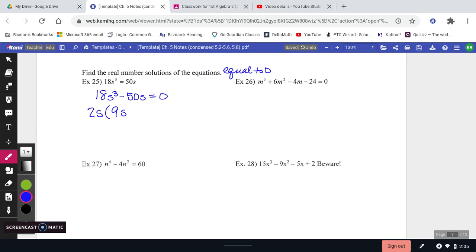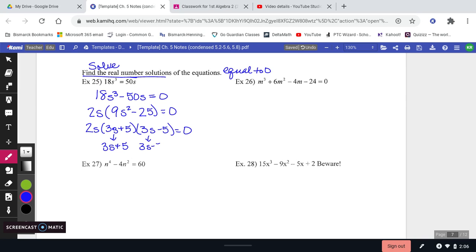All right, so 9s squared minus 25 equals 0. Well, 9s squared minus 25, this is a difference of squares again. I can square root the 9, I can square root the 25. So this is going to be a 3s plus 5 and a 3s minus 5. I am now completely factored. Now find the real number solutions, or if it says solve, we're going to take our factors and put them equal to 0.